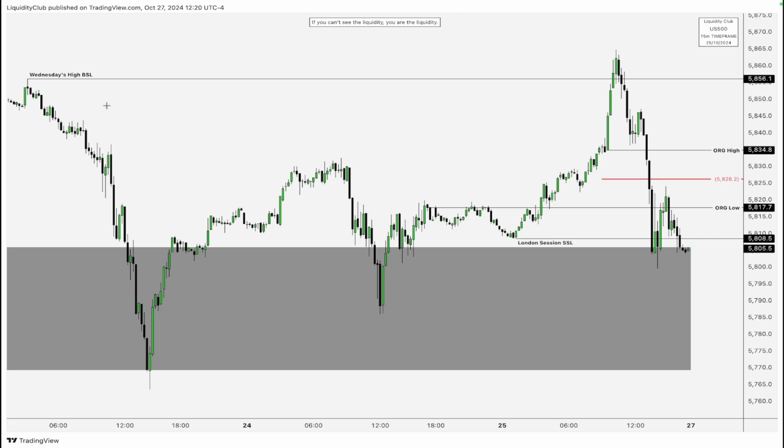So we have two liquidity pools right there. And also we have the opening range gap price. Price closed the previous day, Thursday, at 4:14 p.m. New York time. All of the times that I've mentioned are in New York time. So at 4:14 p.m., or 16:14, wherever price has closed, we take this level and we extend it into the future.